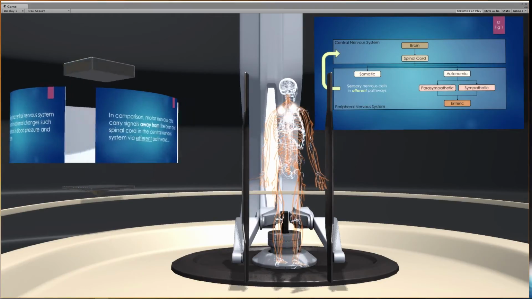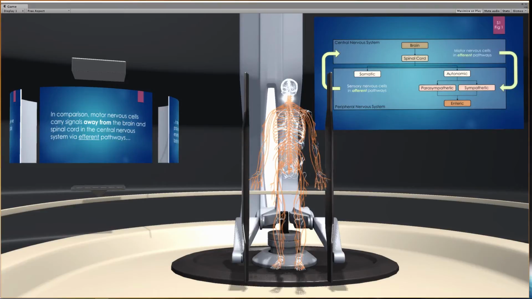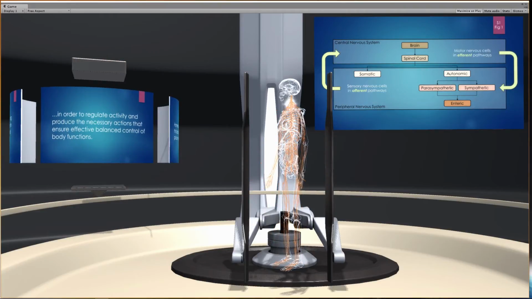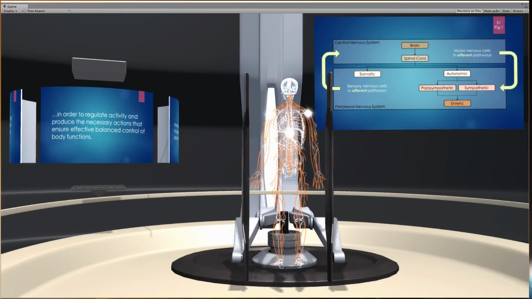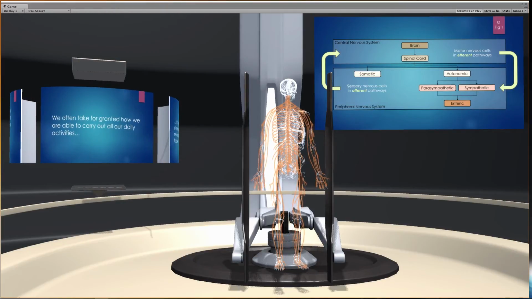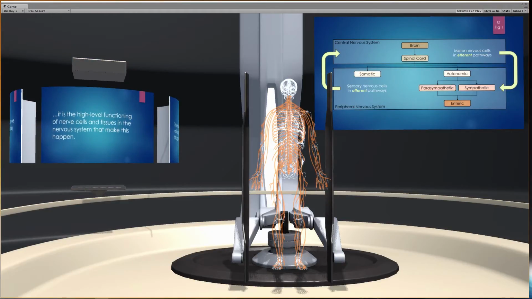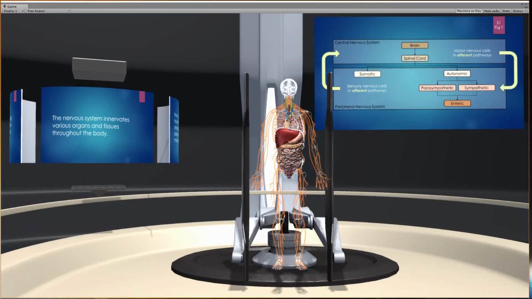In comparison, motor nervous cells carry signals away from the brain and spinal cord in the central nervous system via efferent pathways in order to regulate activity and produce the necessary actions that ensure effective balanced control of body functions. Homeostasis is the term we give this balancing act that takes place in the body. We often take for granted how we are able to carry out all our daily activities, and it is the high level of functioning of nerve cells and tissues in the nervous system that makes this happen. The nervous system innervates various organs and tissues throughout the body.